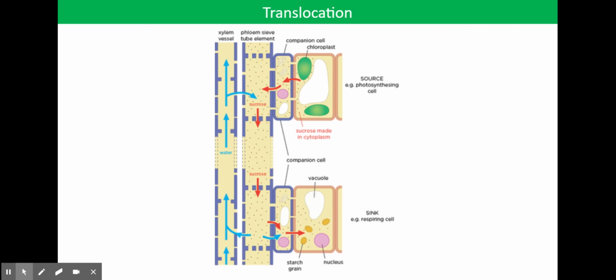The removal of sucrose from the sap makes the water potential less negative, or higher, so that water moves out of the sieve tube into the surrounding cells. This reduces the hydrostatic pressure in the phloem at the sink.